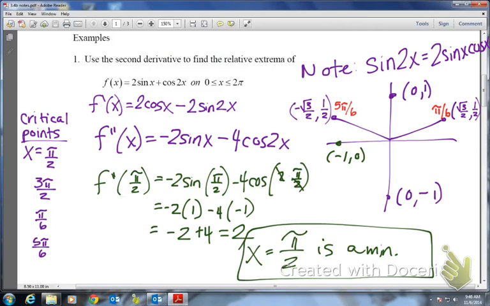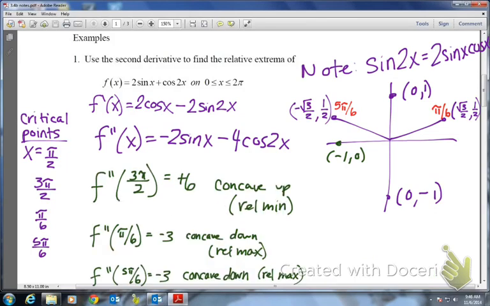Alright, so we know that x equals pi over 2 is a minimum because it was concave up since it was positive. I want you guys to take a few minutes and go back and check 3 pi over 2, check pi over 6, and check 5 pi over 6 to figure out if those are positive or negative for their concavity, to figure out if they're minimums or maximums. Alright, so when you're done, you guys can check your answers. I have them written down right here.